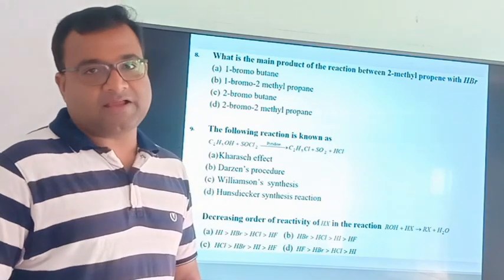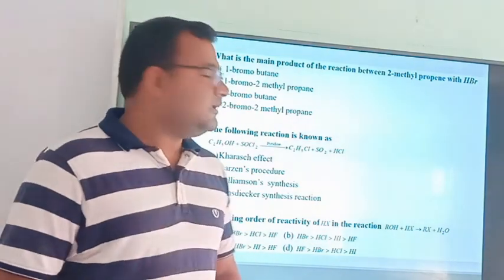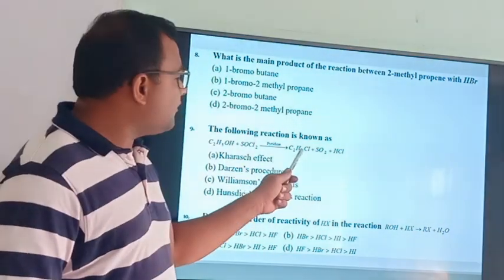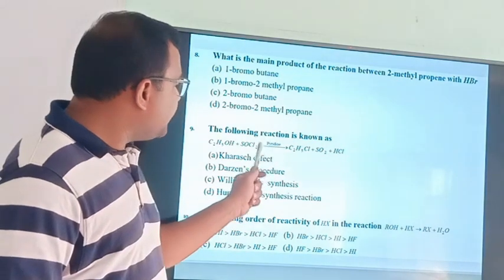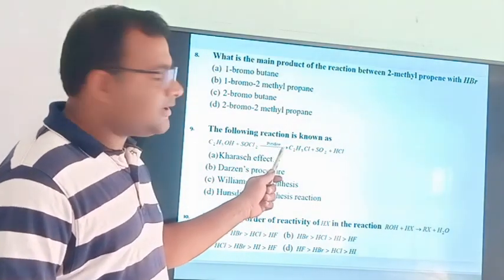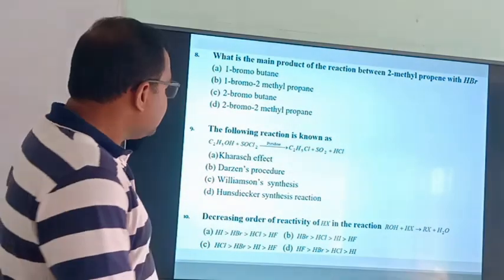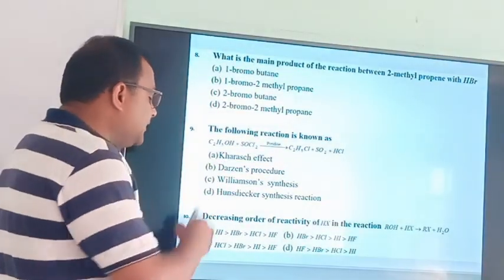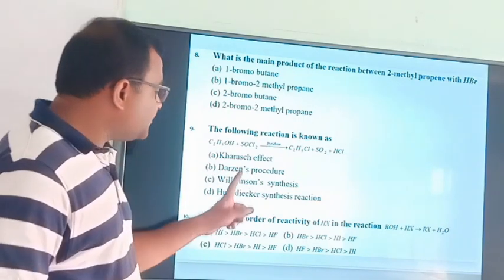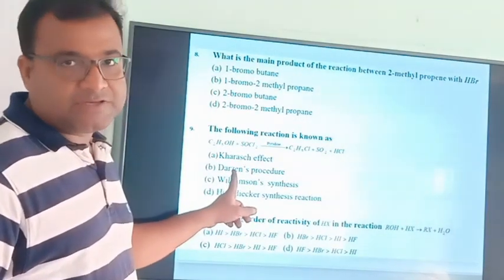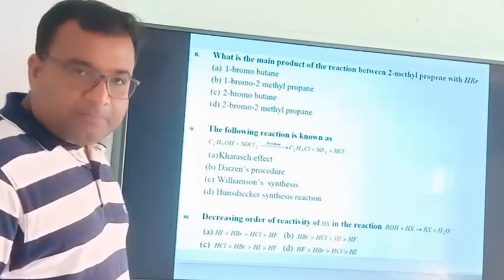In the Darzen's reaction, what happens? Ethyl alcohol is converted into ethyl chloride, in presence of pyridine as a catalyst solvent, and when it reacts with the thionyl chloride. So the correct option is option B. Option B is the correct option. It is Darzen's reaction. Question number 10.